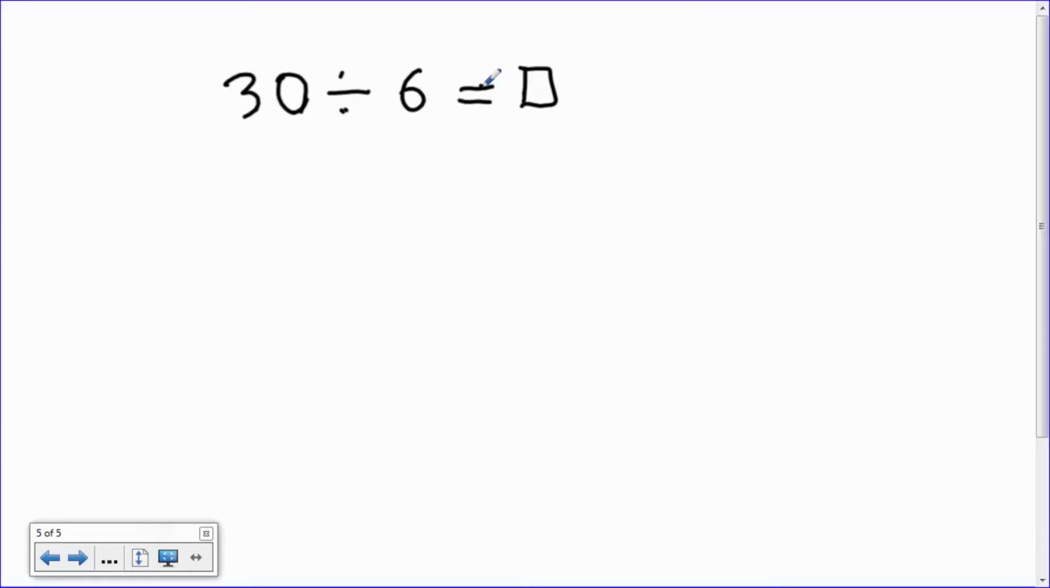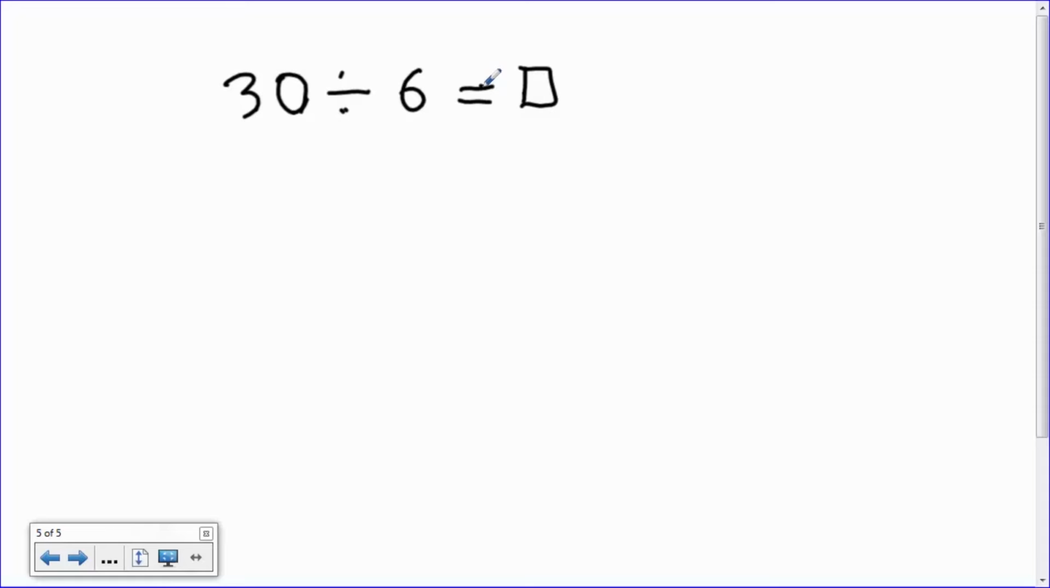This could be 30 toy cars, and the 6 could be 6 kids, or it could be 30 cookies, and the 6 could be 6 bags, or 6 boxes, or 6 kids. But their units of measure really have nothing to do with each other.